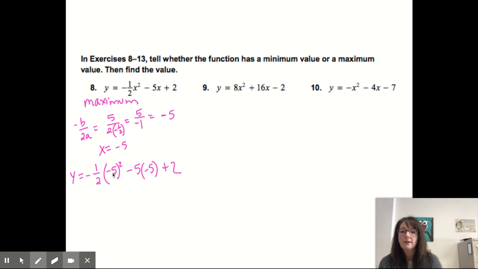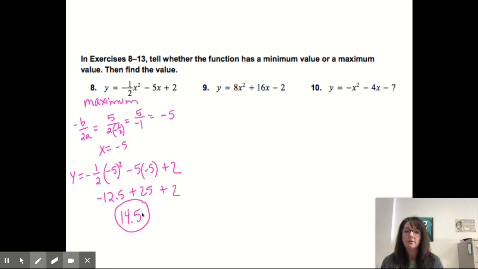So 25 times a -1/2 is -12.5 plus 25 plus 2. Looks like a positive 14.5. Yep, and that's going to be my maximum value. My maximum value is 14.5. Okay, number 9, looking at A.